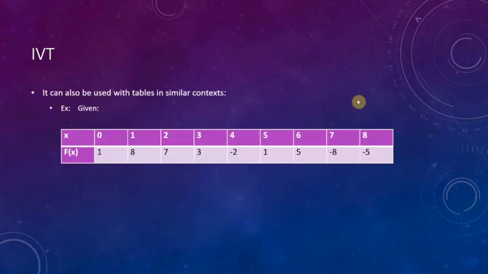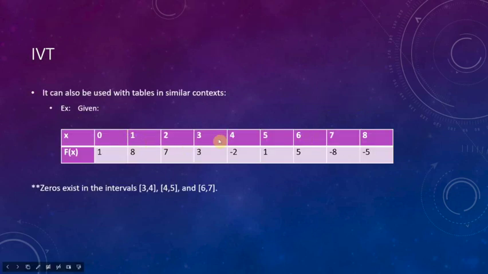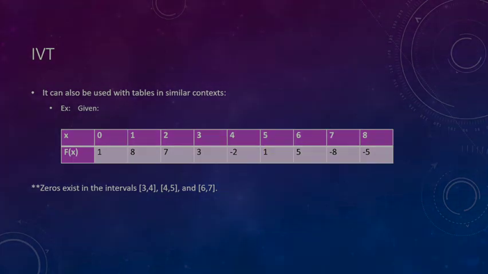IVT can also be used with tables. In this case, if you're trying to find where a 0 exists on this interval, you're going to want to see where f of x changes signs, like between 3 and 4. It goes from 3 to -2, so there's a 0 between 3 and 4. And over here, 4 to 5, -2 to 1, also would have a 0, and 6 to 7 changes signs again, so you'd have a 0 there as well.